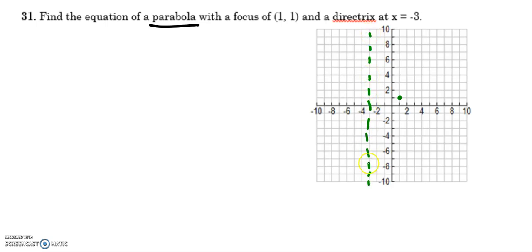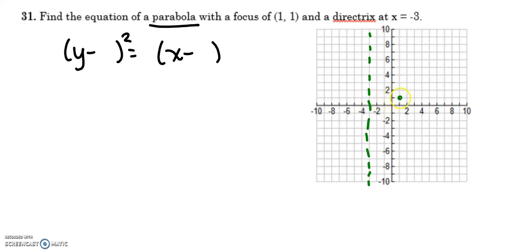I think it's helpful to draw a picture to start, just so we can get a little bit of an idea of what's going on with this parabola. So the first thing I know is that my parabola will focus its attention, pun intended, around the focus. So it's going to curve over to the right, which means that I know I have a y squared positive parabola.